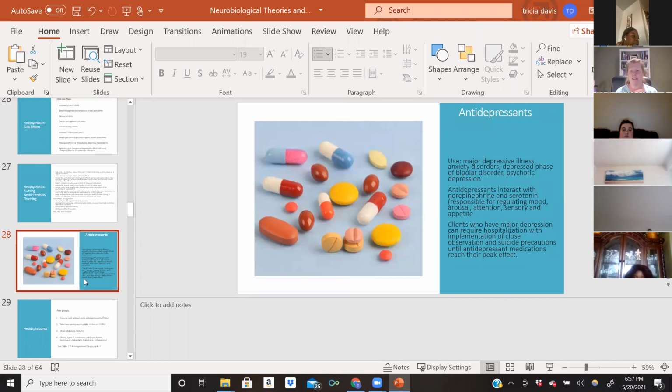All right, antidepressants. We use them to treat major depressive illnesses, anxiety disorders, the depressed phase that we see in bipolar disorder, and then psychotic depression. So antidepressants work by interacting with norepinephrine and serotonin. We know that both of these are responsible for regulating our mood, arousal, attention, sensory function, and appetite. Clients who have major depression can require hospitalization with the implementation of close observation and suicide precautions until that antidepressant medication reaches its peak effect.